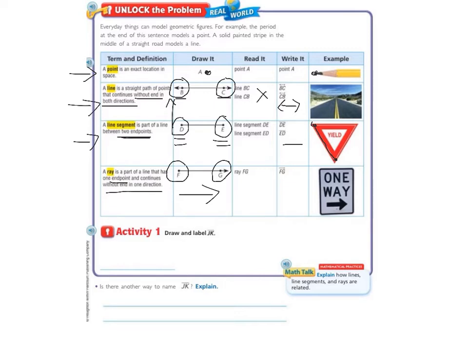And we model that by FG and then a line over the top with an arrow going one direction. If my arrow were to go the other direction, then I would model it with my arrow going the other direction.